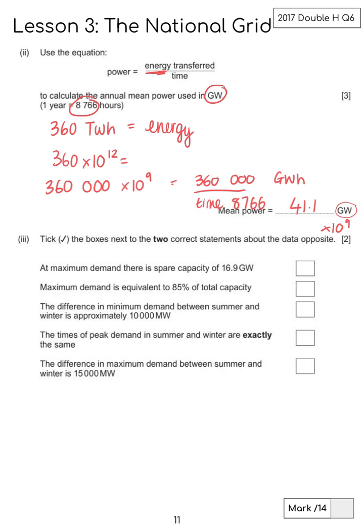And then the last bit, tick the boxes next to 2 correct statements about the data opposite. So number 1, at maximum demand there is a spare capacity of 16.9 gigawatts. That is true. The maximum demand is equivalent to 85%. Nope. The difference in maximum demand between the summer and the winter is approximately 10,000 megawatts. So you need to look at the diagram, measure things, do a bit of taking away there, but that one is true, that is not true, and that is not true.